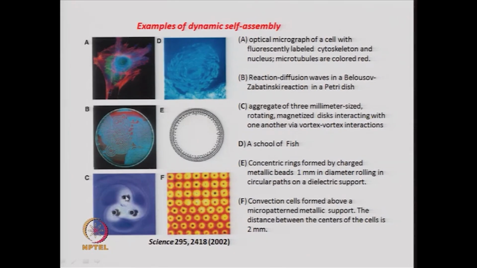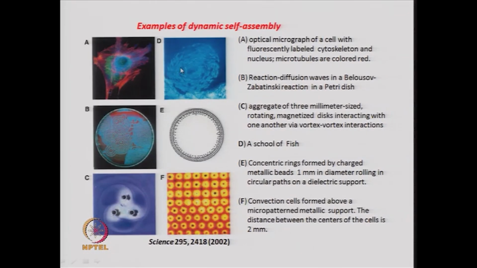The third example is of some aggregate of disks which are magnetized and are interacting with each other through what is called vortex vortex interactions, and this also involves heat dissipation, and so this is a dynamic self assembly. So, these three are self assembled, and it is a dynamic self assembly because there is dissipation of energy.